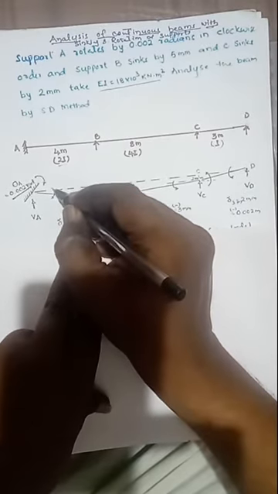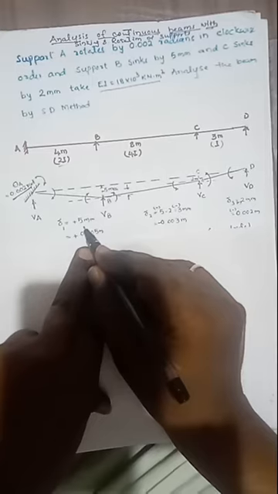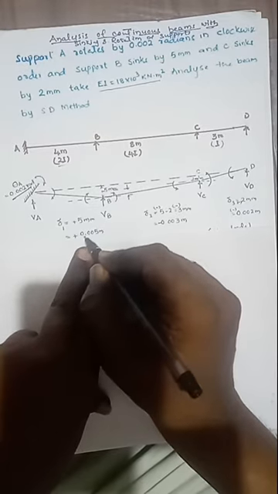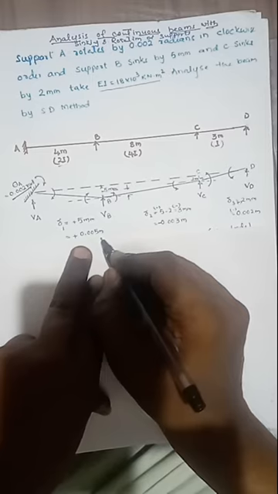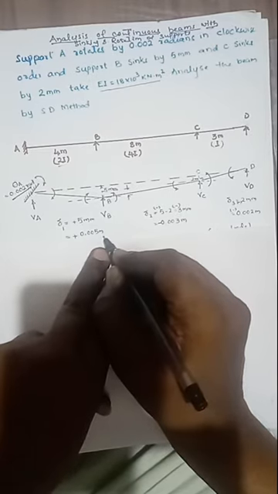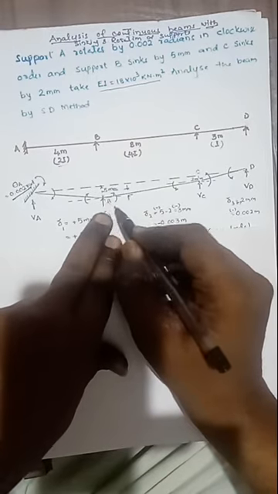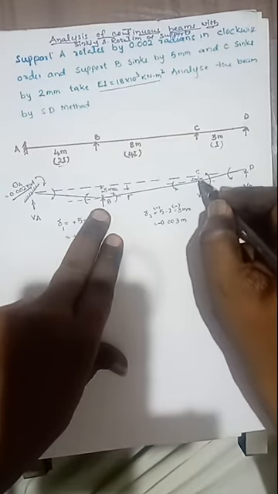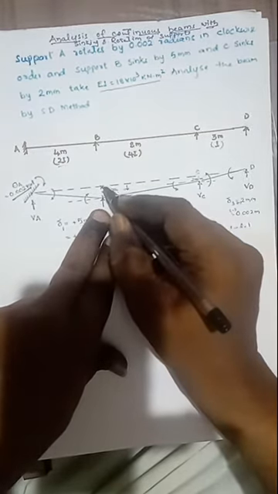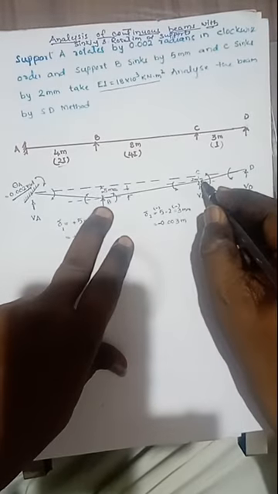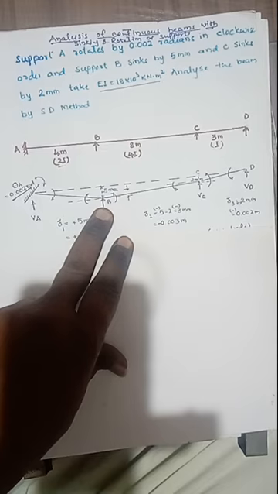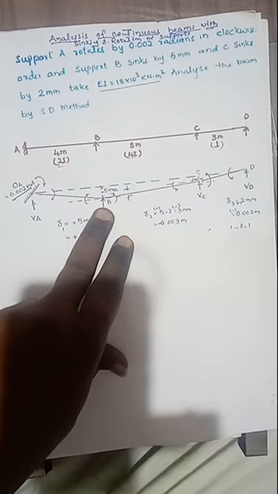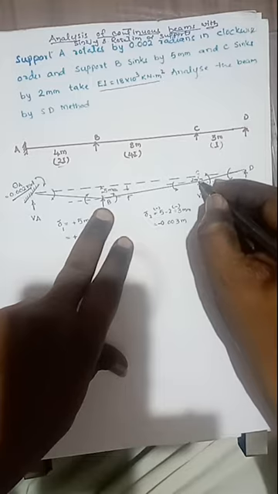As per our sign convention, delta is positive. If you observe the rotation with respect to its original position, this span is rotated in clockwise direction, hence delta equals 5 mm, that is positive, or in meters, 0.005 meters. Similarly, support B has a settlement of 5 mm in downward direction with respect to its original position. C has a settlement of 2 mm in downward direction.